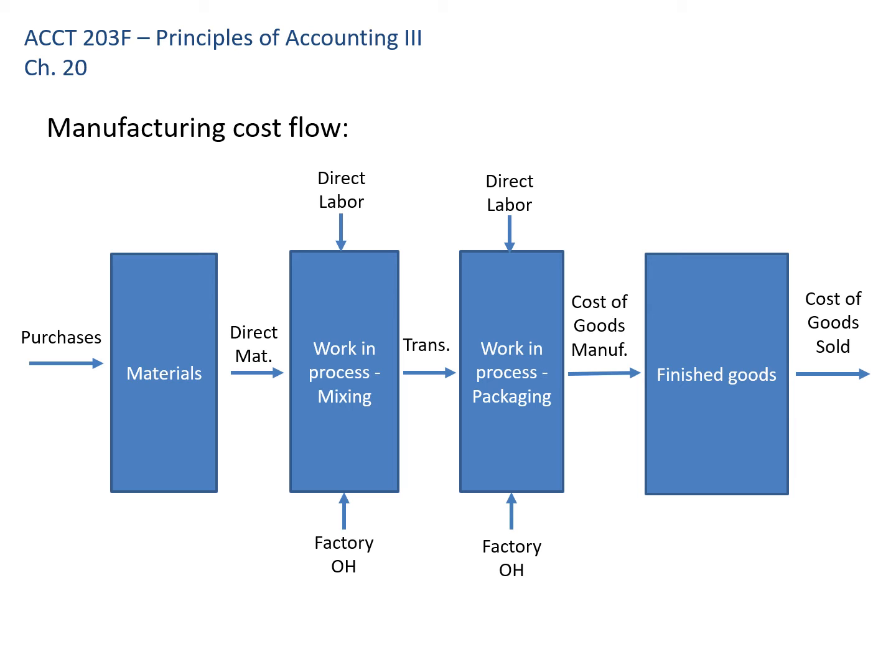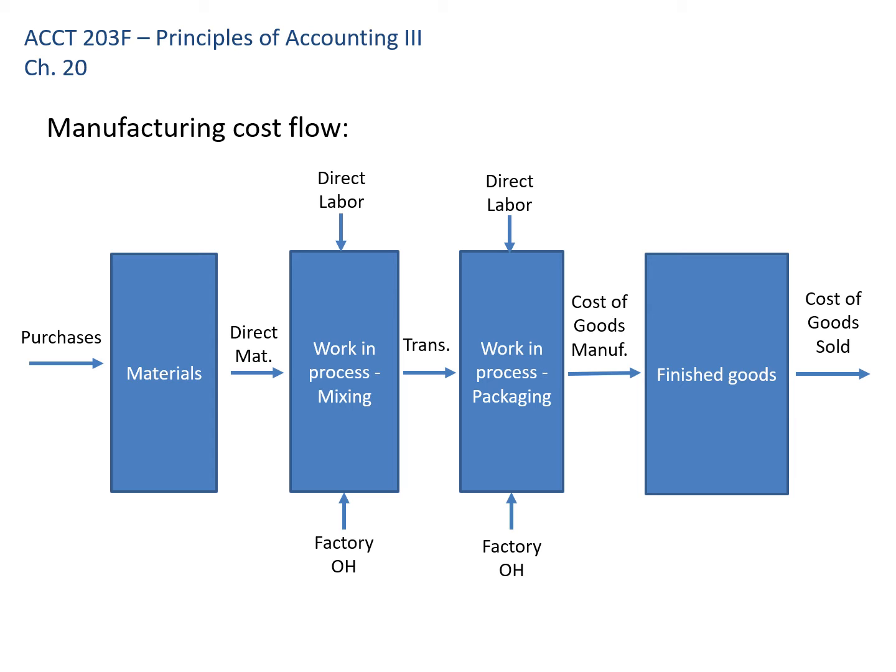We add labor to that, which we get from timesheets. We apply factory overhead to that, and each one of these departments can have its own predetermined overhead rate. So we apply overhead to the production that we do. When we're finished with that production, we transfer it to the next department, transfer the product and the costs.